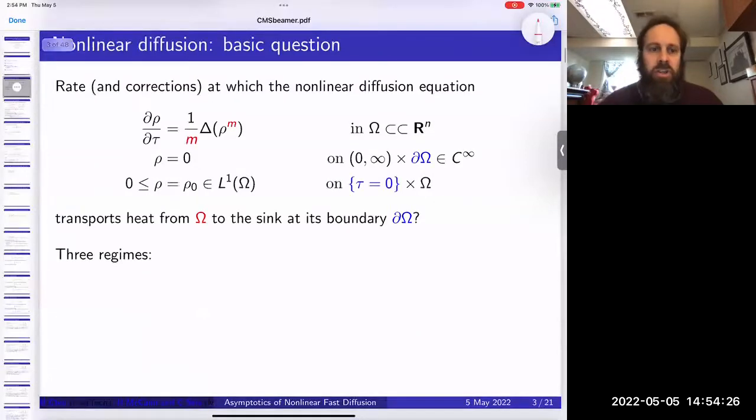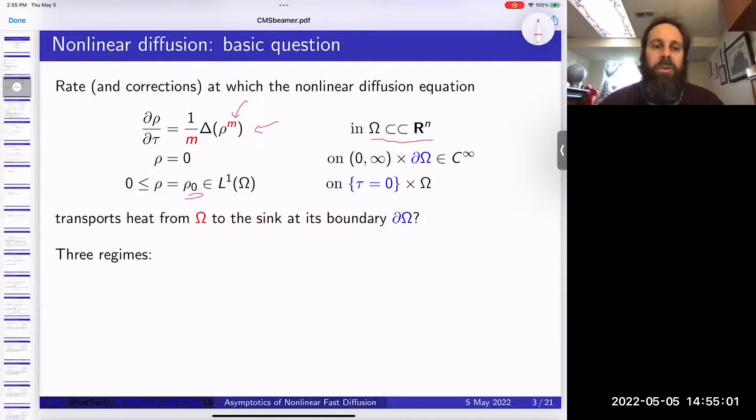So here's the equation. It's very much like the heat equation, and it's formulated on a bounded domain. Then there's this nonlinear exponent m under the Laplacian that's going to cause all the trouble. I'm going to put 0 boundary conditions on the lateral boundaries of my domain, and I'm going to put some integrable initial data rho naught at time 0. You can think of this equation as transporting heat from the interior of the domain omega to the boundary, and the boundary is being held at absolute 0. So eventually all the heat's going to leak out at the boundary.